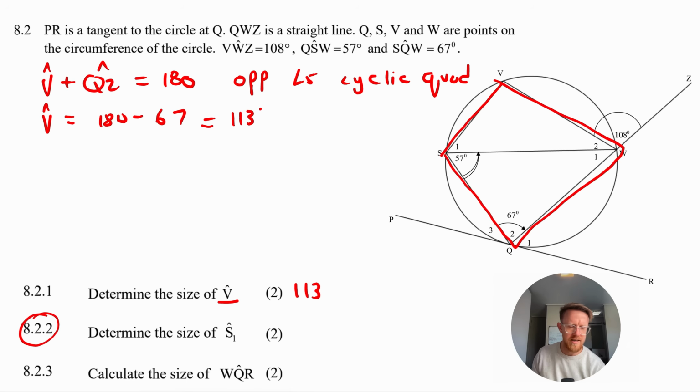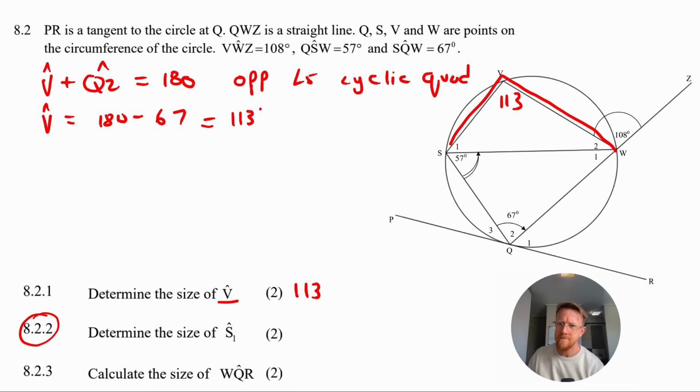Now, this one says, determine the size of S1. So let's remember that we now have this as 113. Now, S1. If we have a cyclic quad over here, we must remember that the angle on the outside is always equal to the inside angle that is on the opposite side. So it's not this one, it's not that one, it's the one that's opposite. So it's equal to that whole angle.